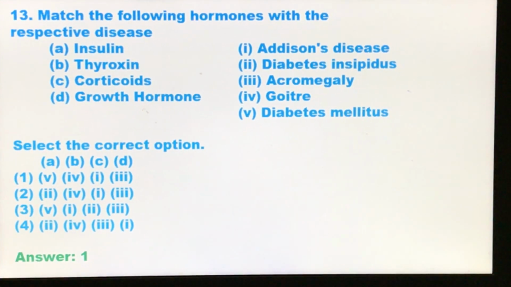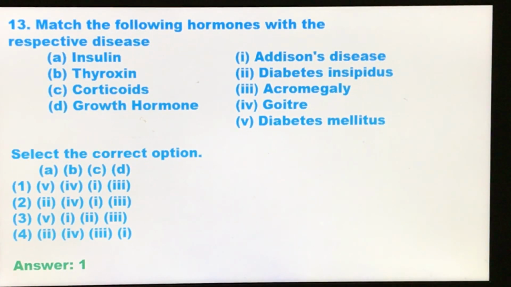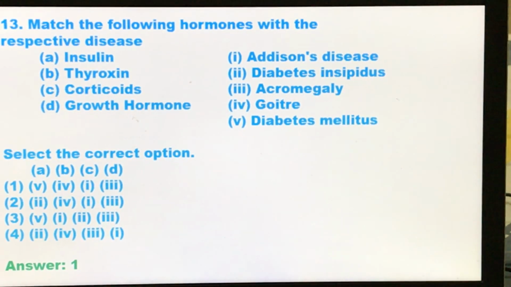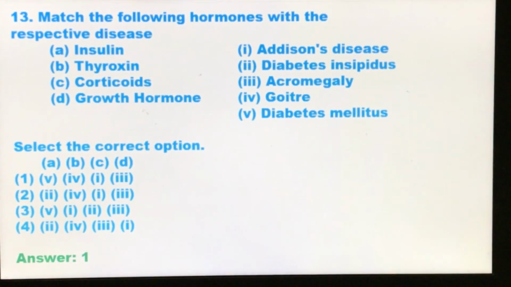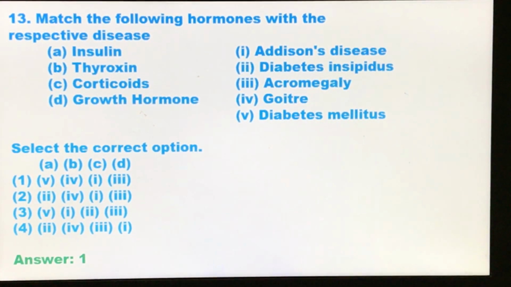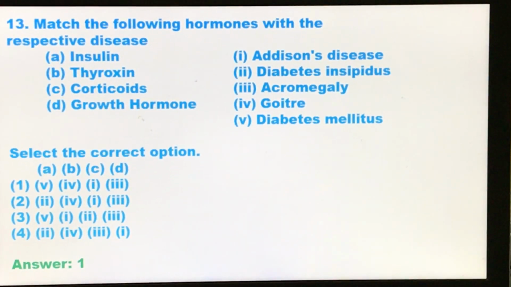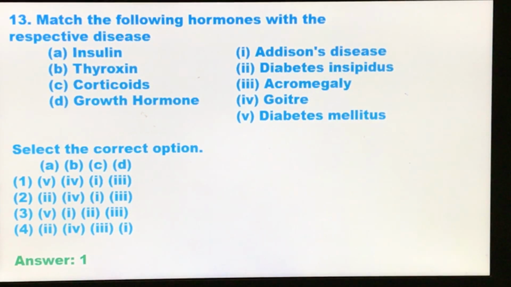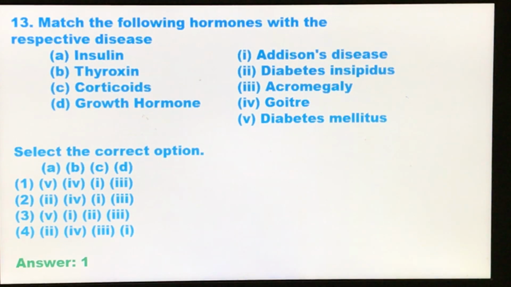And the fourth hormone, that's growth hormone, leads to a condition that is acromegaly. This acromegaly is due to an excessive production of the growth hormone, and acromegaly is characterized by the enlargement of hands and feet, forehead, jaw and nose.